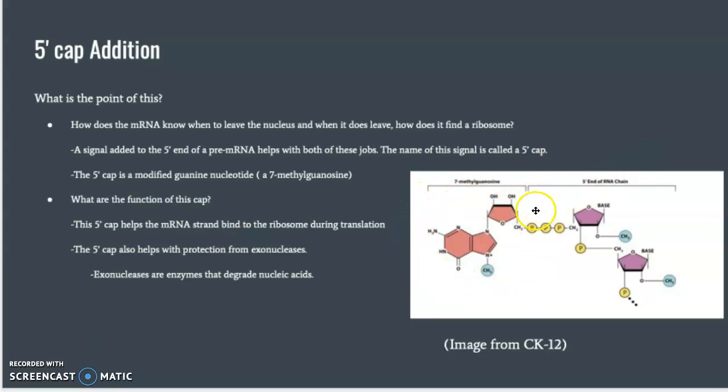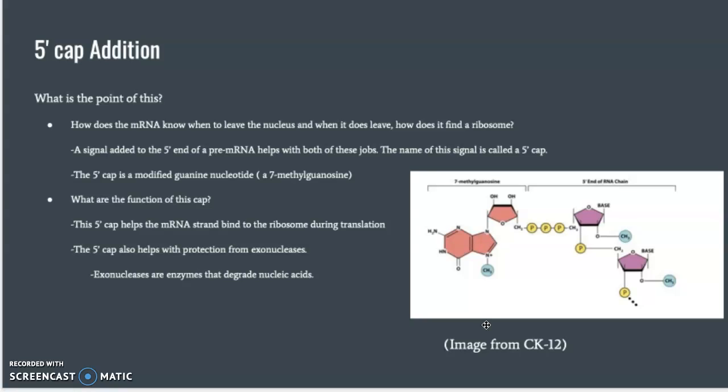This is what the structure of this 5' cap looks like. So what is the function of this cap? The cap helps the mRNA strand bind to the ribosome during translation. The ribosome is the site of protein synthesis. That's where we make our protein, and that's where translation occurs.